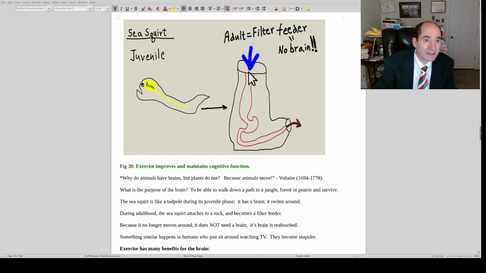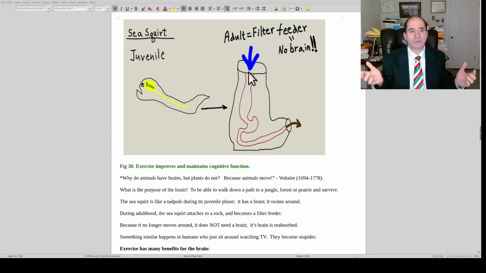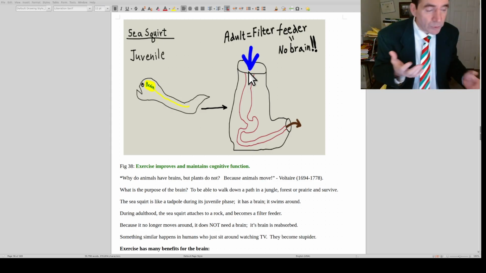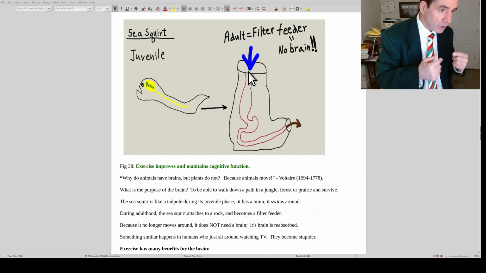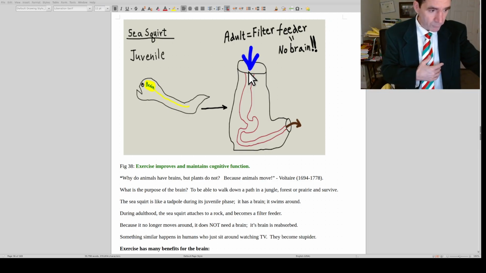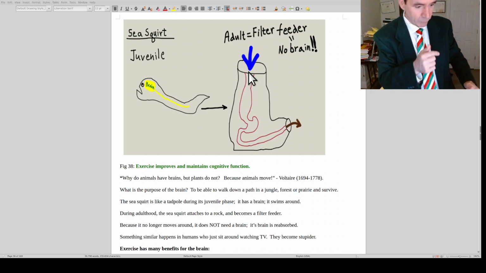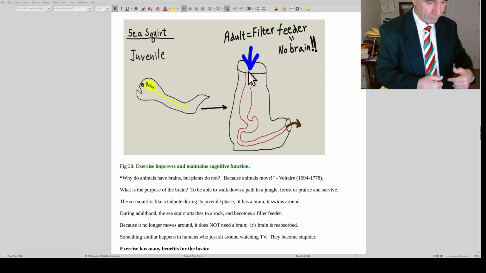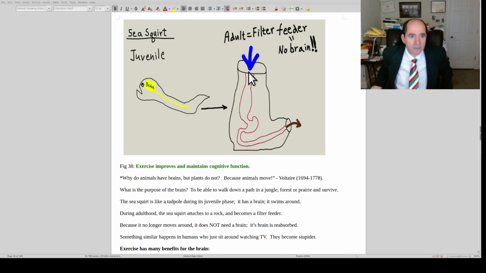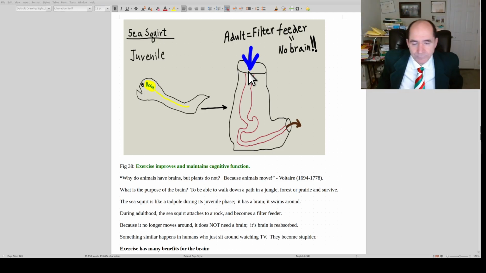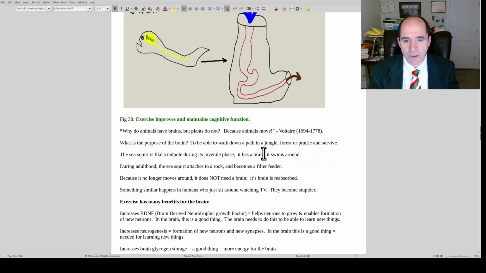Voltaire's quote: why does an animal have a brain but plants do not? Because an animal moves. As soon as you move, you need a brain because you have to make a value judgment. I'll go towards the fruits. I'll stay away from the bad stuff over there, the coyotes. You have to navigate. You have to avoid obstacles. You have to remember where you came from to find your way back home. So you need a brain. So anyways, it's another reason why you want to exercise. Exercise does lots of good things for the brain.